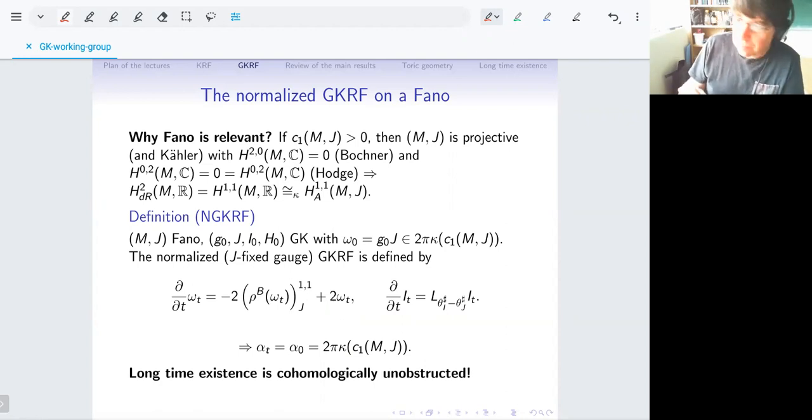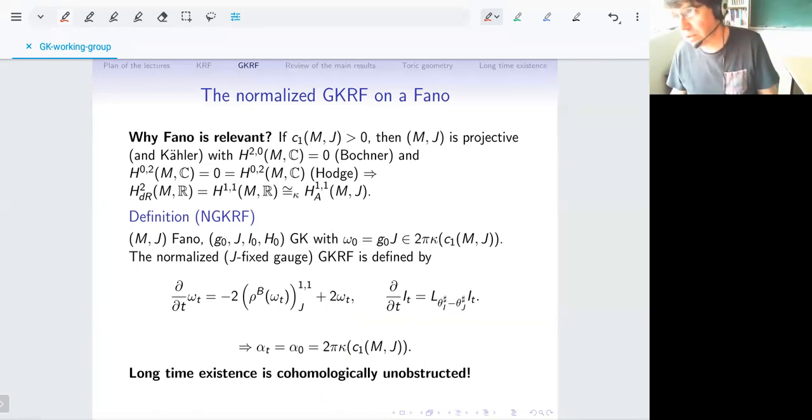So the main relevance for us, perhaps, in motivation is that the Fano case is a candidate where there is no cohomological obstruction to long time existence. So we would expect long time existence from here if you believe in the Streets-Tian conjecture. So that's one thing.